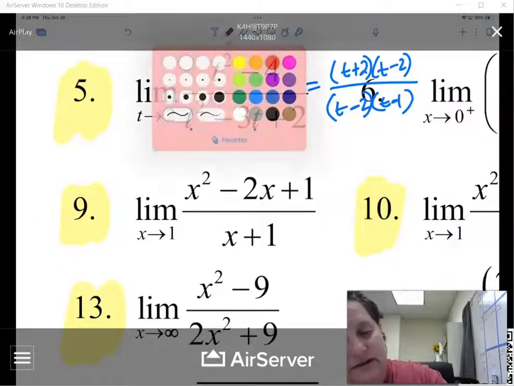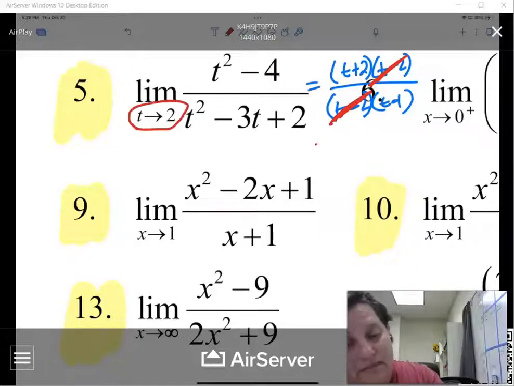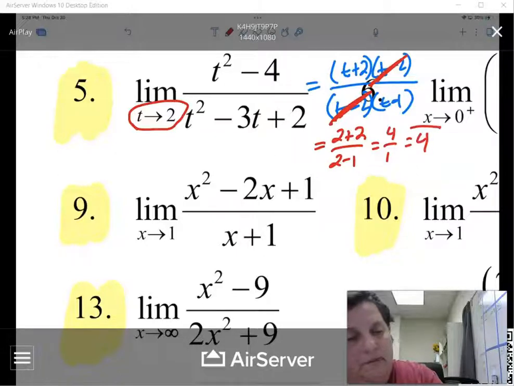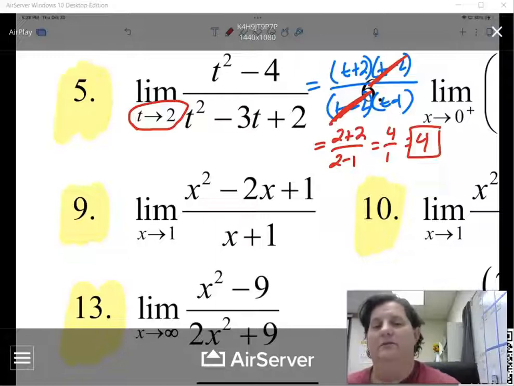And right here, you guys, I can see that the t minus 2 cancels out. Now that it cancels out, I can plug this in, and I end up getting 2 plus 2 over 2 minus 1. So I get 4 over 1. Okay? So that's how we do one when we get 0 over 0. We do factoring.